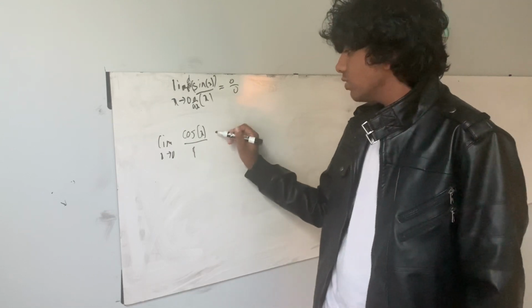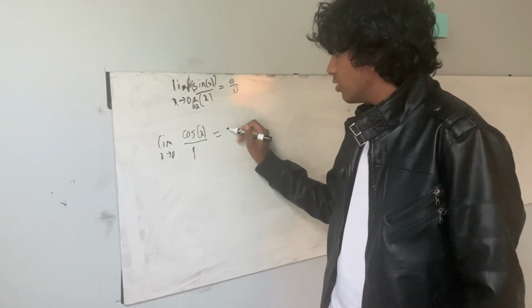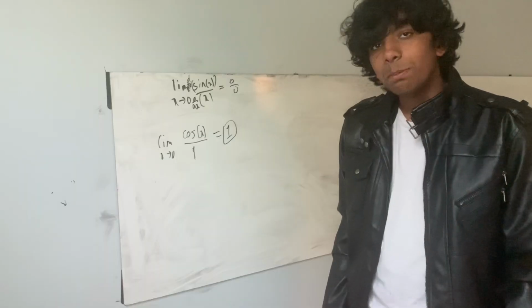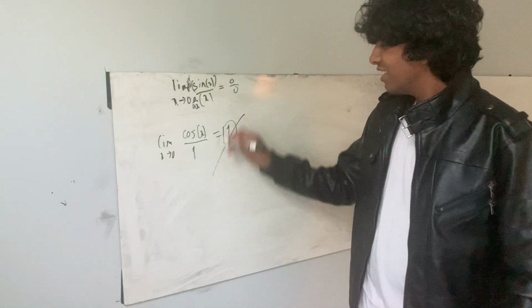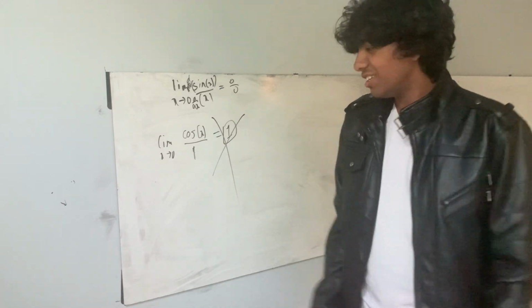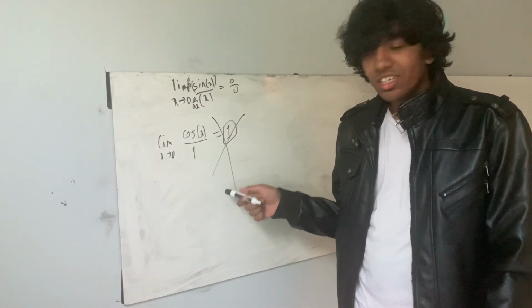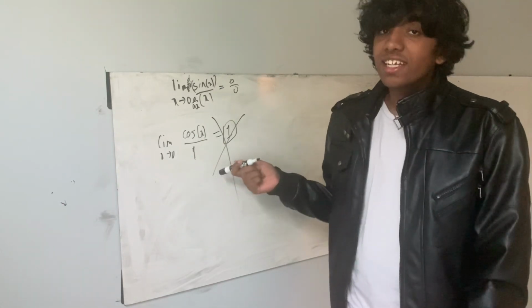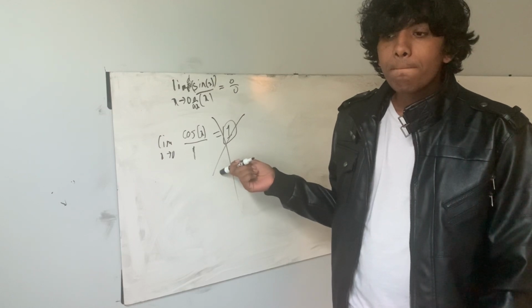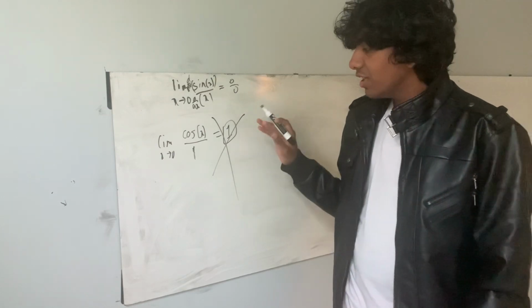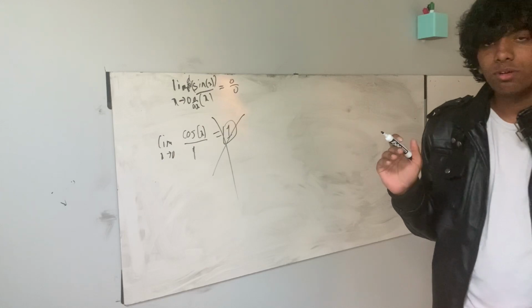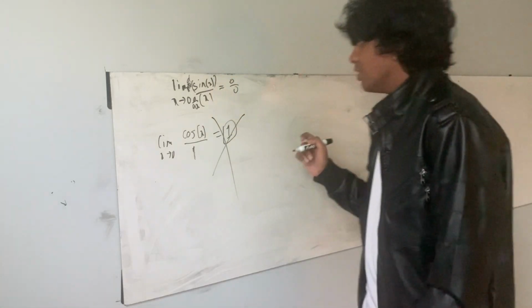Cosine of 0 is 1, so that's 1 over 1. That is 1, right? Absolutely not. What? Come on. And if you're confused, yes, it is 1, but there's an issue with this approach to solving it. And let me explain it to you.